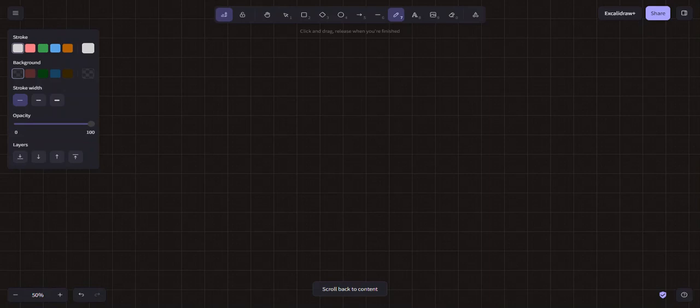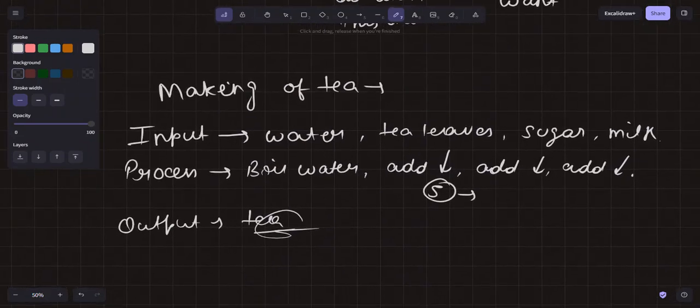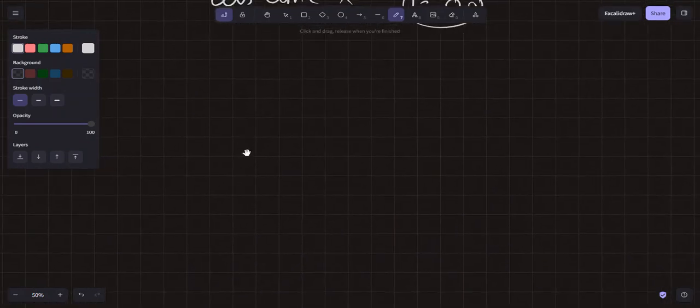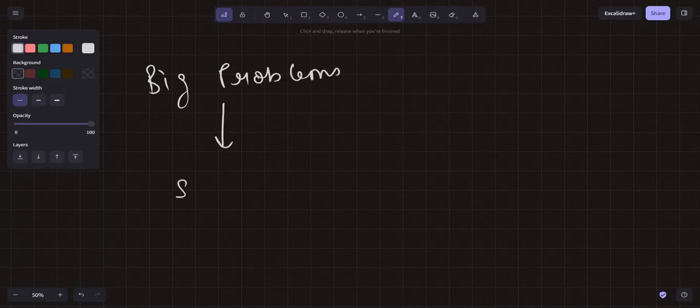If you miss a step or change the order, I don't know what the output will be. Like with the tea we made here, if you miss the water or miss adding sugar, what will you get? Not a very pleasant tea, right? So following steps is very important. What does a good programmer do? They do one important thing. They break down big problems into smaller ones.